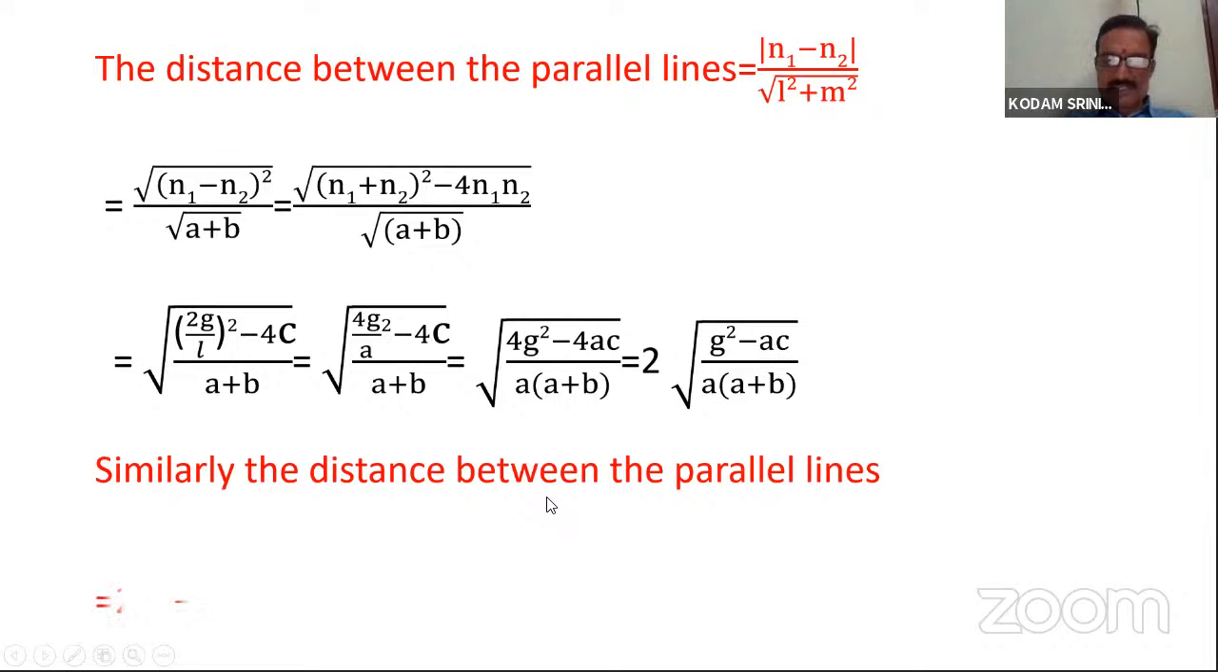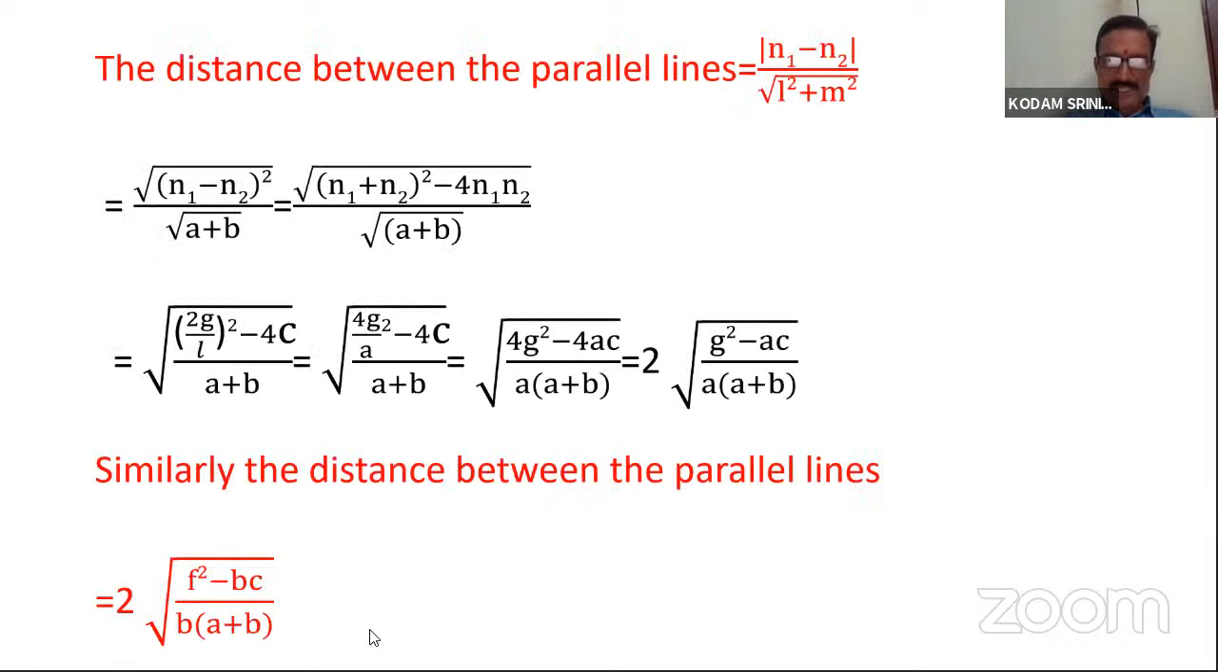Similarly, the distance between the parallel lines is 2 into under root of f square minus bc by b into a plus b. Therefore, the distance between those two parallel lines will be 2 into under root of g square minus ac by a into a plus b, or 2 into under root of f square minus bc by b into a plus b. Okay.